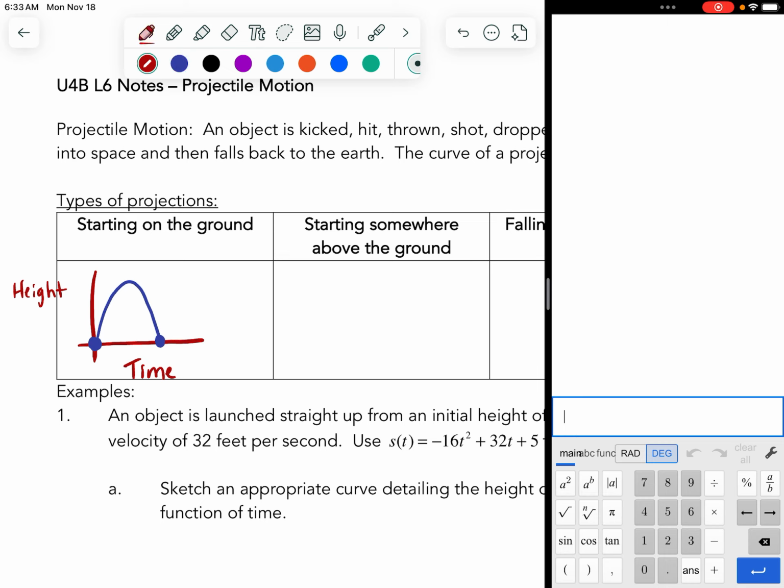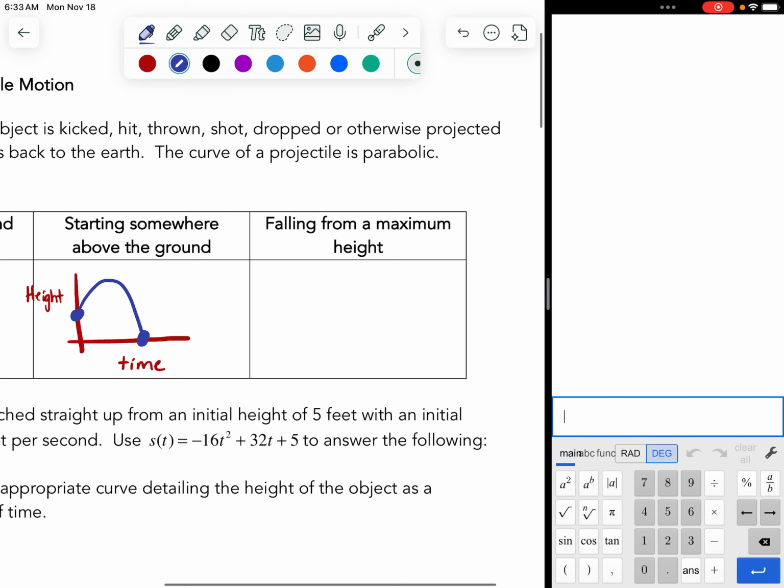Another one could be that something starts somewhere above the ground. Again, same thing, height and time. But if something is starting above the ground, then at 0 seconds, it's going to be some height that's not 0, right? So maybe you're hitting a baseball, or maybe you have something in your hand that's not on the ground and you're throwing it up. So maybe it starts there, goes up, and comes down.